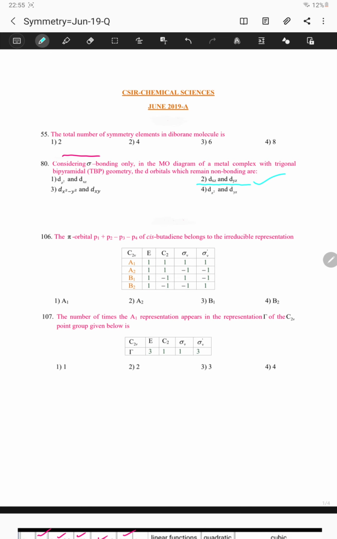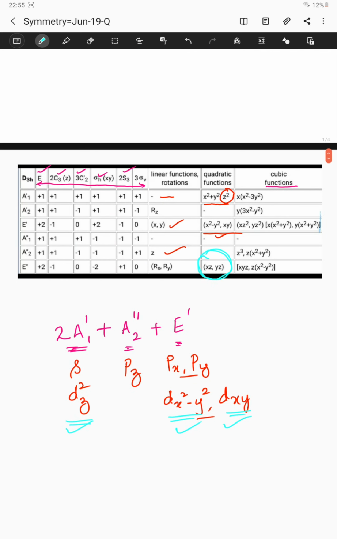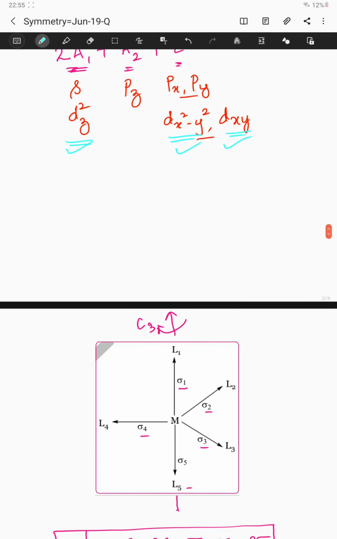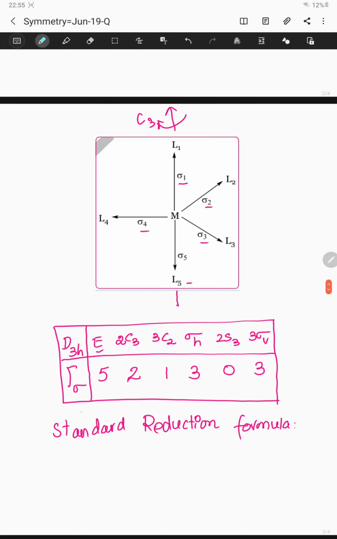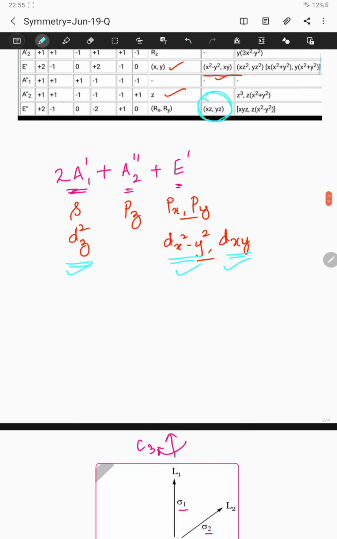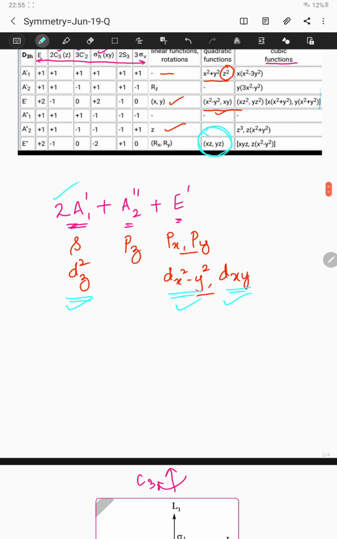And how did we get it? We have used the character tables. Later on we have taken the 5 sigma bonds. We have derived a reducible representation. From this reducible representation, using the standard reduction formula, we have derived irreducible representations. And once we got irreducible representations, we have seen what are the d orbitals that are involved, which is finally leaving dxz and dyz that will remain non-bonding. This is one approach.